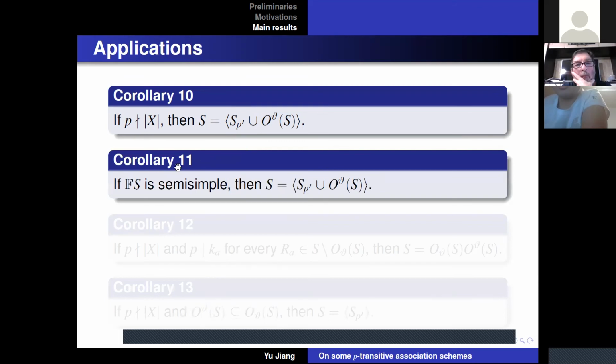Another corollary: if FS is semi-simple, we know that FS being semi-simple can be used to deduce that P doesn't divide the size of X. So if we have this condition, then we can also have this: S is generated by the union of S_P prime and the thin residual of S.